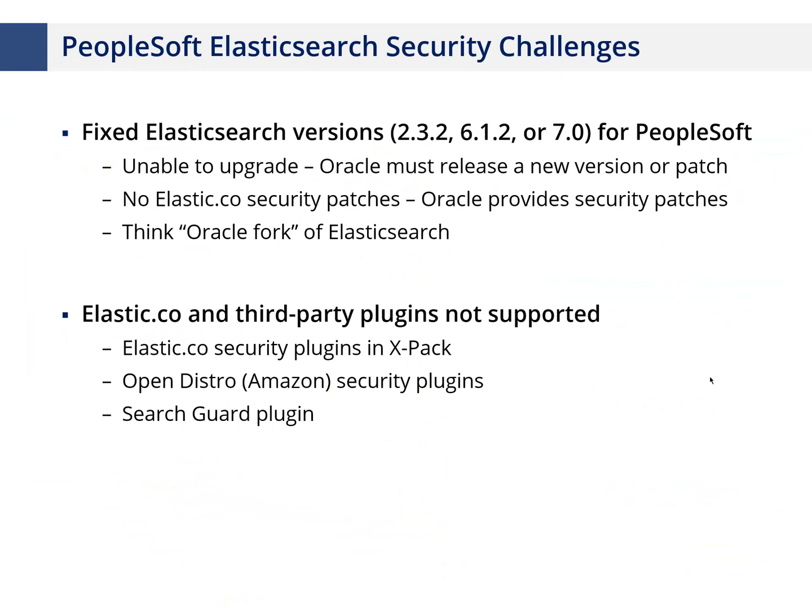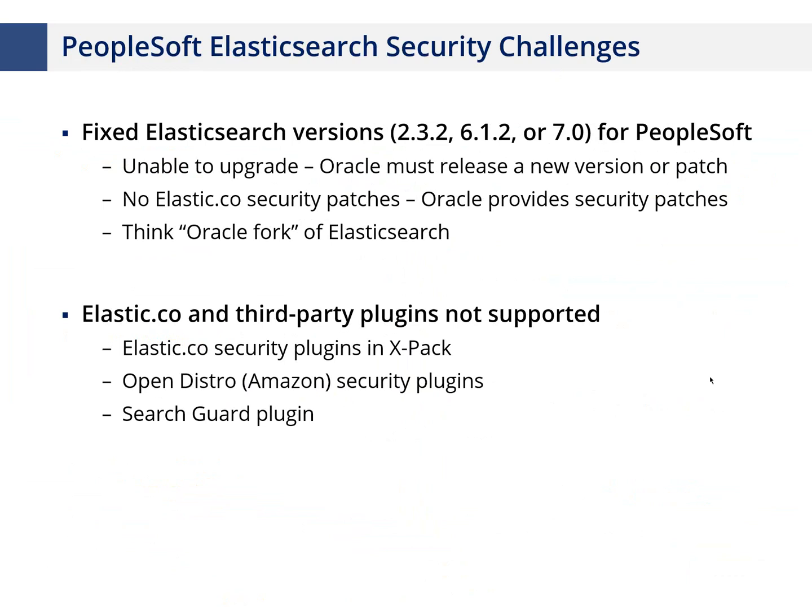There are actually only 3 versions of Elasticsearch that you can work with PeopleSoft, being 2.3.2, 6.1.2, and 7.0. Depending on your PeopleTools version determines which version you run. So you can't be updating that yourself. Once you install 7.0 Elasticsearch, given to you by the DPKs from Oracle, you can't really be upgrading it. So you have to rely on Oracle to provide you security patches or other changes that are necessary. Fundamentally, think of this as a fork of Elasticsearch from Oracle. They're not really doing much with the code. They're just bundling it up, packaging it, giving you security plugins and things like that.